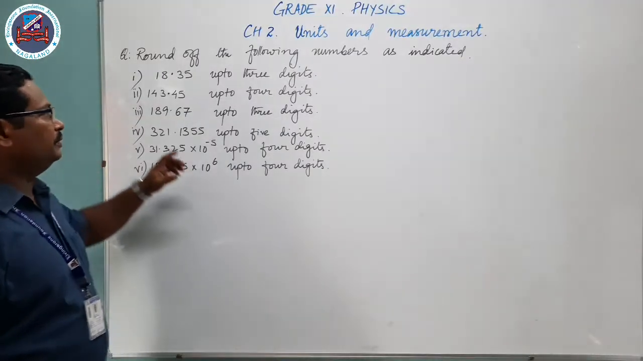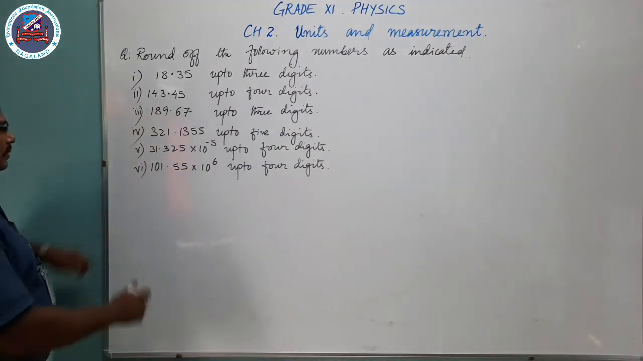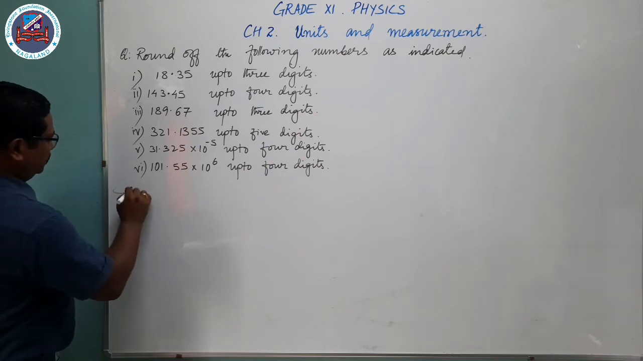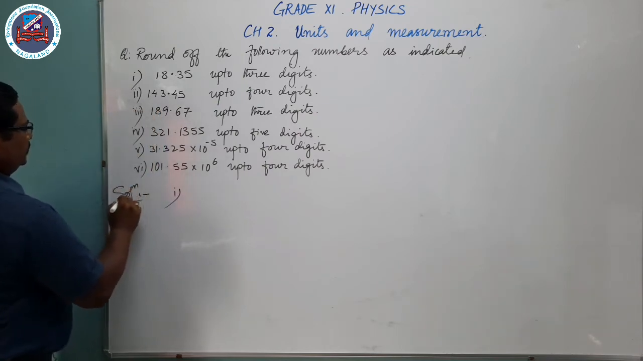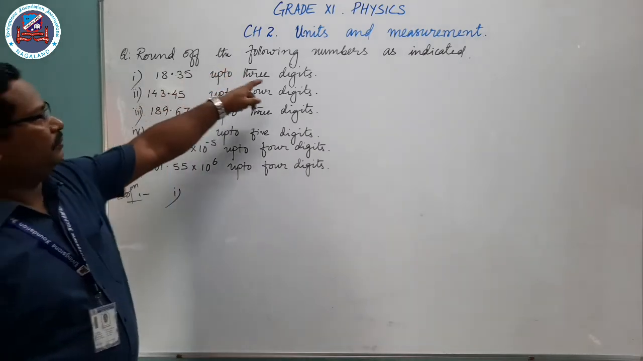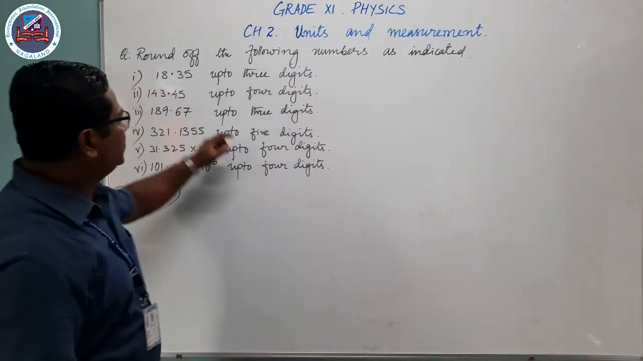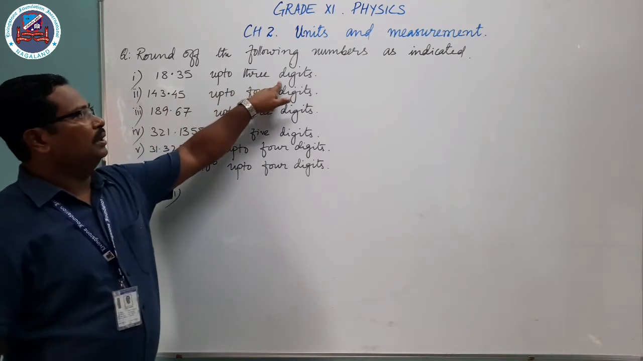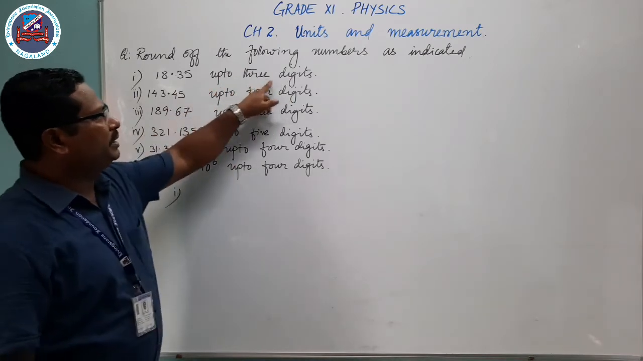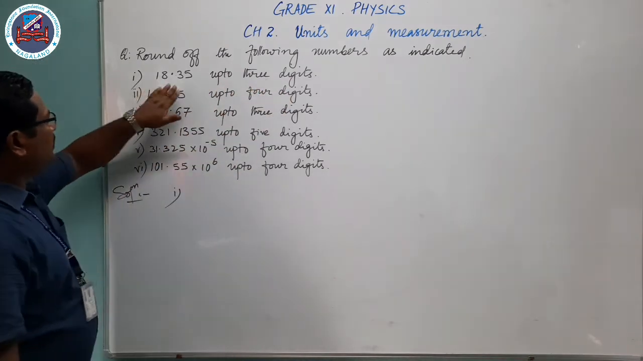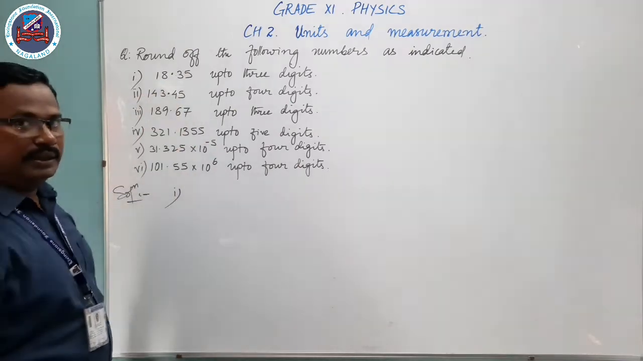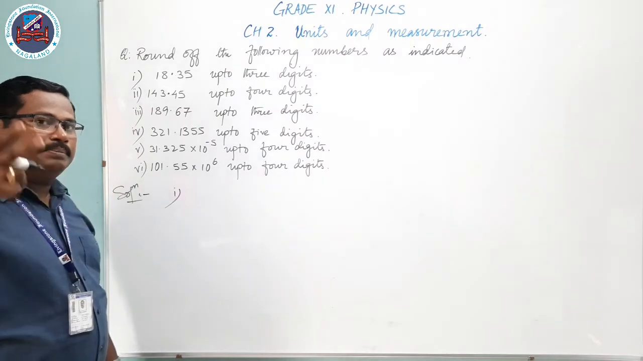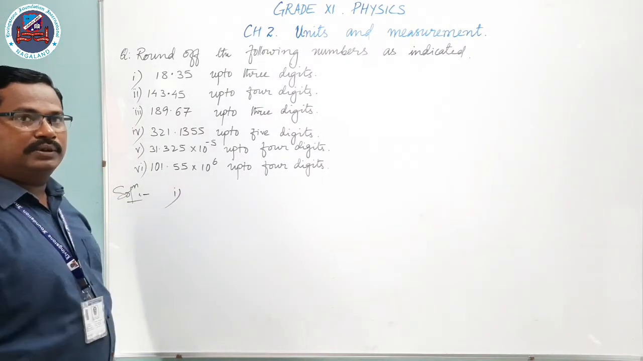There are a few questions, you can see 1, 2, 3, 4, 5, 6 given to you. Let us do them one by one. In the first case, we are going to round off the following numbers as indicated. They will mention here up to how many digits to round off. If they mention up to 3 digits, that means including the integral part as well as the decimal part. If they say round off to 2 decimal places, then we do it after the decimal.